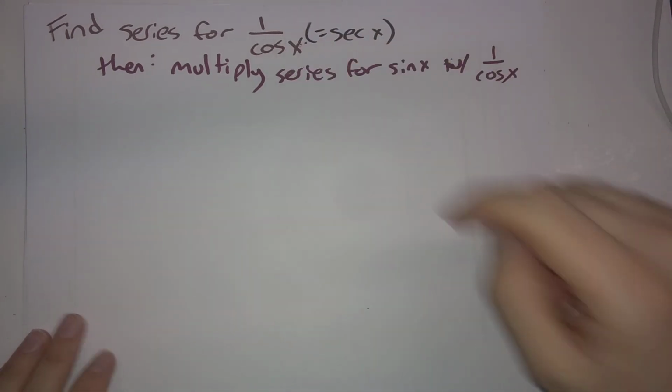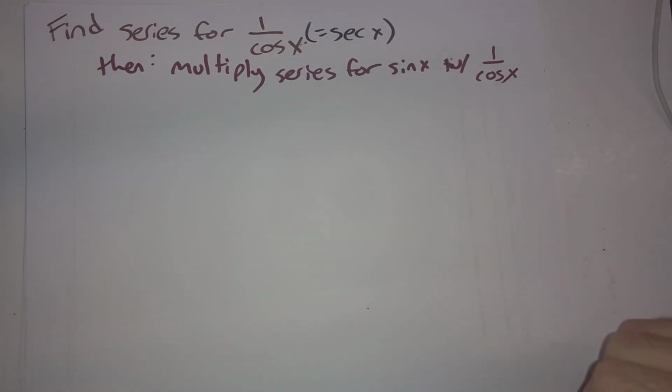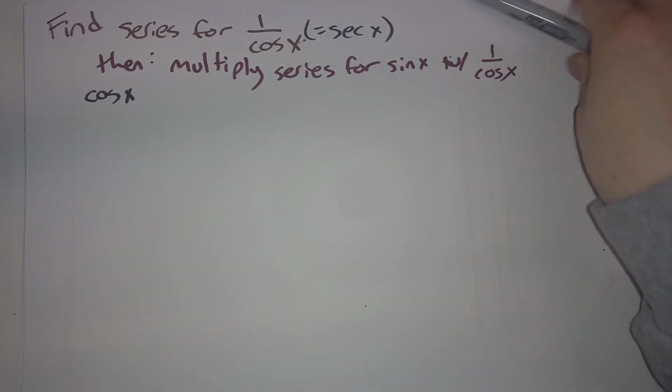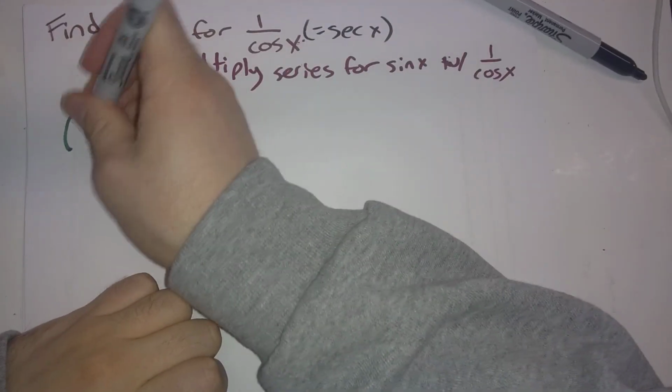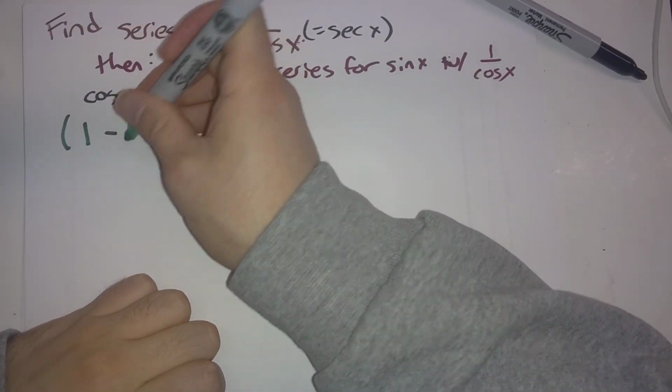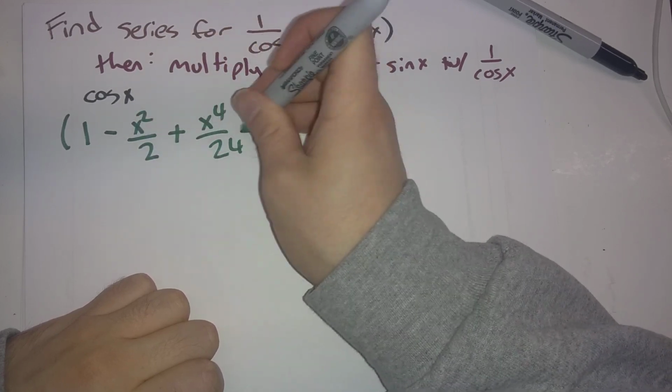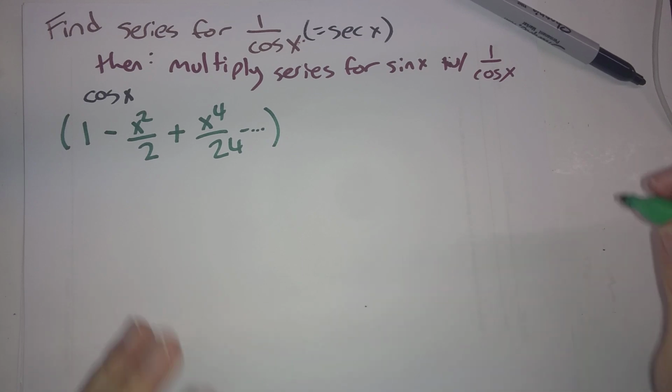Okay, so how do I go about finding a series for 1 over cosine x? Well, I know that cosine x starts off 1 minus x squared over 2 plus x to the 4th over 24 minus ... These are all the terms we need. We're only going out to x to the 5th.